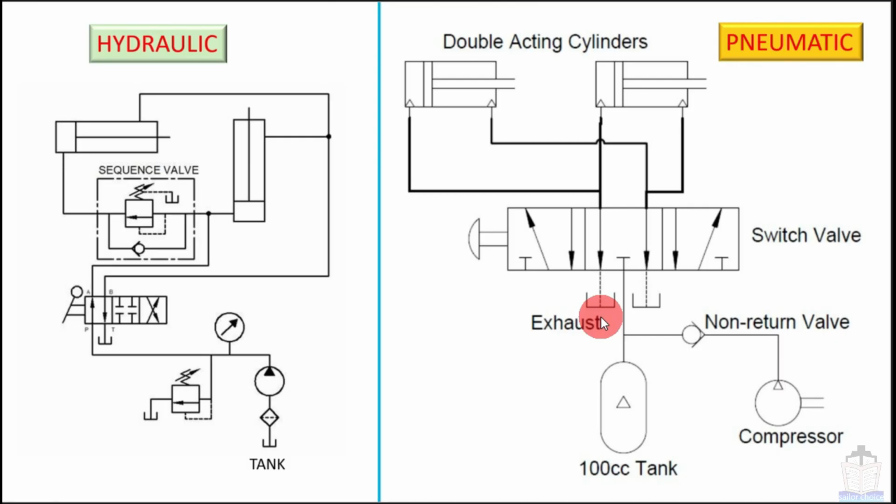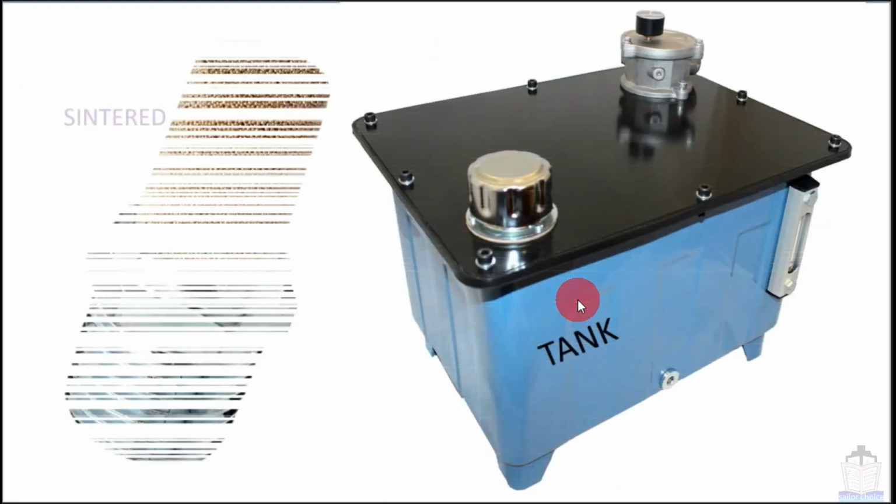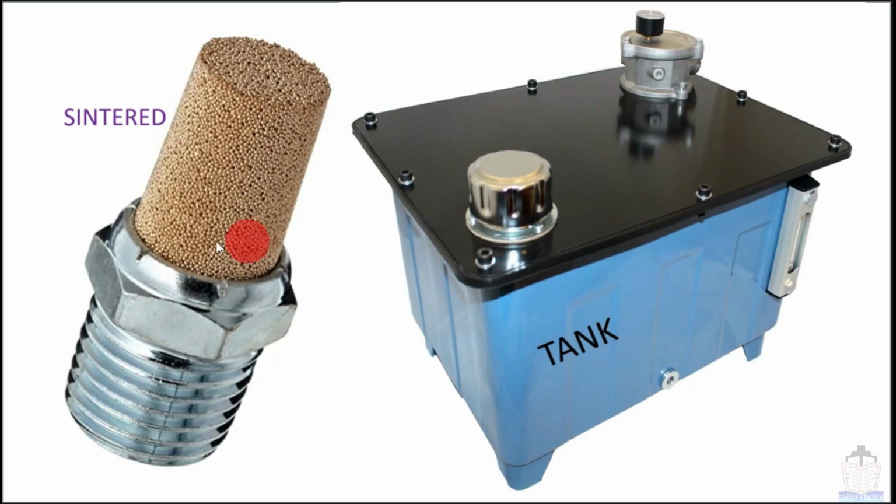Now I am going to show you what these symbols actually look like. This is the hydraulic tank and this is the sintered filter, which is basically used on a solenoid valve in order to release the air. The air comes from here and it is released from this sintered filter. In the hydraulic tank, the hydraulic return line comes from here. There is a filter inside, and after filtration the oil is sent into the tank and supply is given from these connections. You will also find a thermometer which shows the temperature of the hydraulic oil.